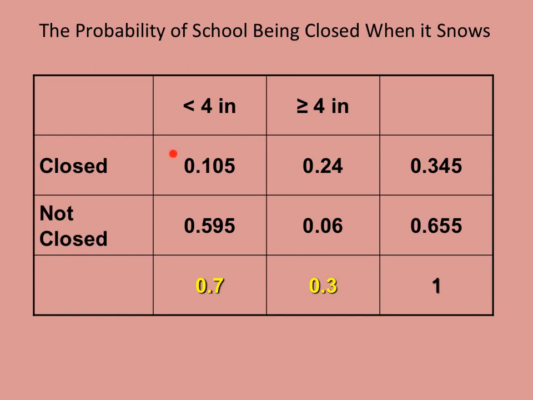School could be closed in 2 different ways, when it snows less than 4 inches and when it snows more than 4 inches. So that answer, school being closed, is here. School being not closed would be here.